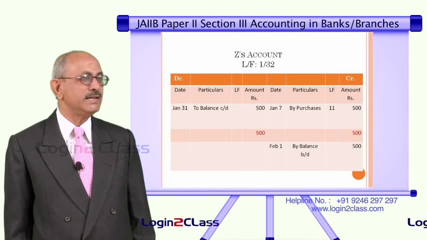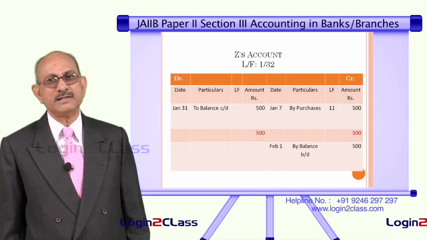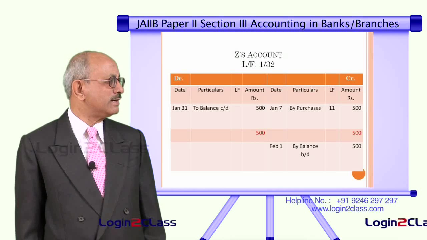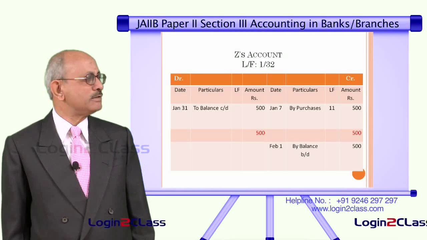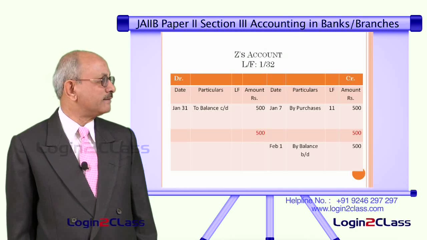Same thing happens in the case of Z account, only case is Z account there is an entry on the credit side, so you have to put the balance carried down on the debit side, and ultimately at the beginning of the next period we have to show it as balance brought down on the credit side.